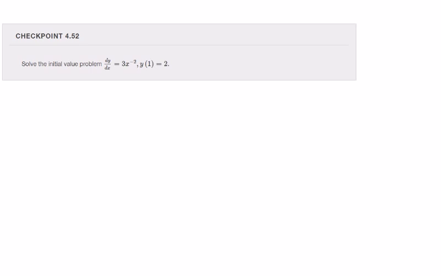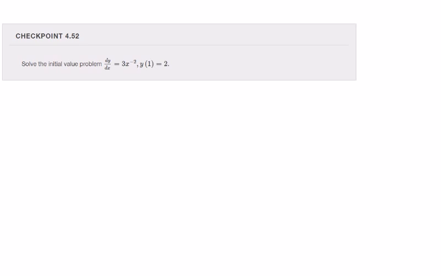All right, so let's try this one together. So here we have another initial value problem. We have a different function here, 3x to the negative second power, and then they give us these initial conditions, right? When our input is 1, our output is 2.